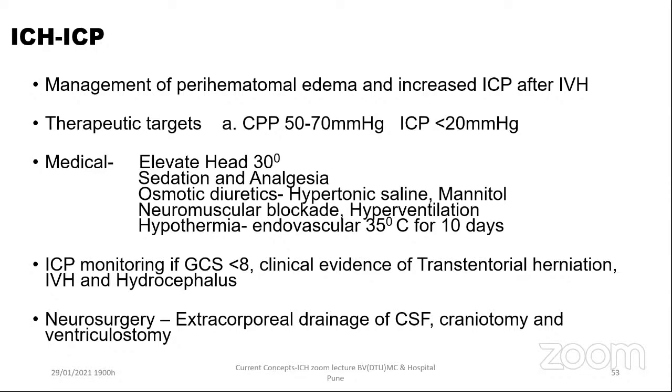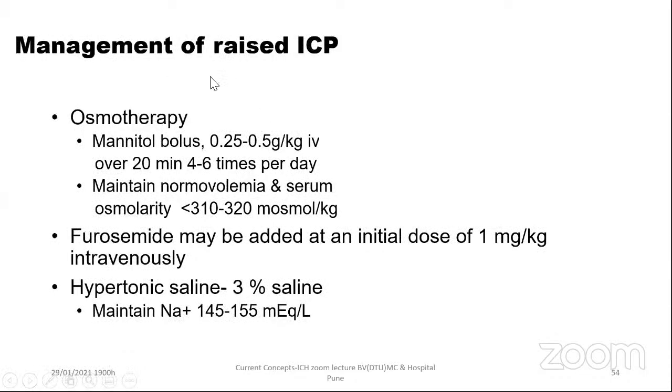So various studies have been done and quoted in literature. For osmotherapy, the mannitol bolus is 0.25 to 0.5 grams per kg IV over 30 minutes, 4 to 6 times per day. Maintain normovolemia and serum osmolality less than 310 to 320 milliosmoles per kg, and it's better to not cross this and monitor osmolality. Furosemide may be added at an initial dose of 1 milligram per kg intravenously. It's always better to add furosemide with mannitol.